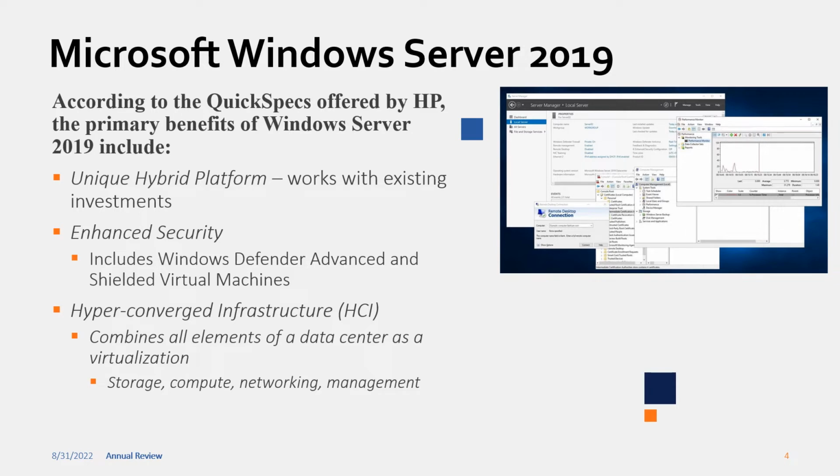Beginning with Microsoft Server 2019, I explored a quick specs document, primarily from Hewlett-Packard, to learn the primary benefits of this technology. One thing that caught my eye was the hybrid platform that makes transitions between different investments easy, such as different versions of software or operating systems. So it creates a unique hybrid platform coming with enhanced security, such as Defender Advanced, which we'll be discussing further on. Another innovation is known as hyperconverged infrastructure.